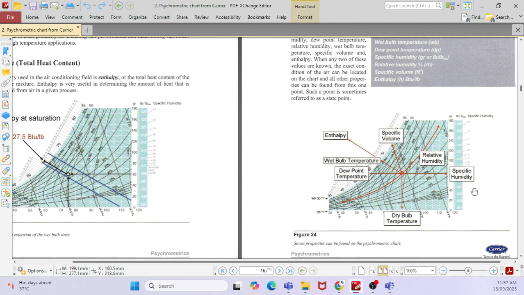Not urgently. Take one paper, go to the psychrometric chart, plot those values, and tell me what the enthalpy is. Write that enthalpy value, and measure the specific volume and write it. Write the relative humidity, the specific humidity, the dew point temperature, and the wet bulb temperature. Can you do that assignment, please? 24 degrees Celsius, 50 percent RH.